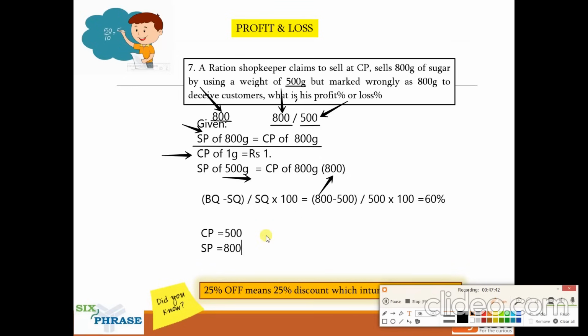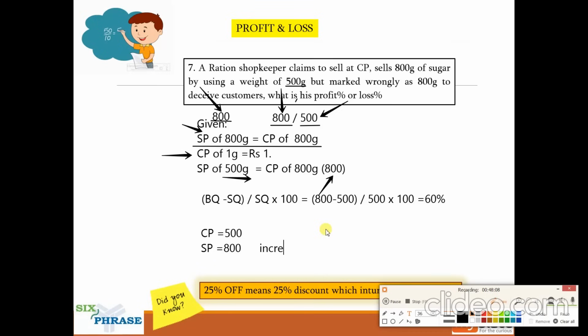What should you find? You should find the profit percentage. How do you find the profit percentage using these two things? If you increase 500 by how much percentage will it give you 800? That ends up being the question, right? So you have to find the increase percentage between 500 and 800. How do you find the increase percentage, guys?